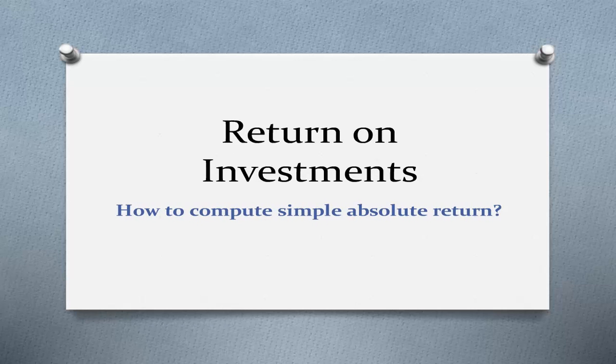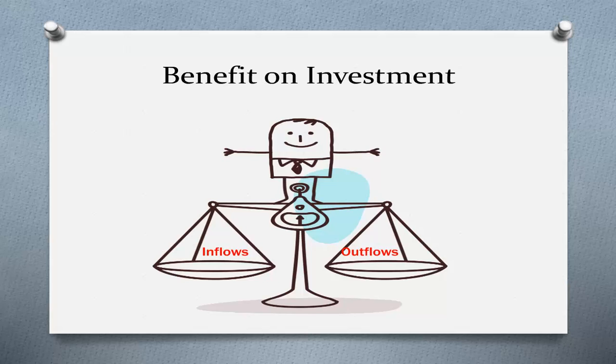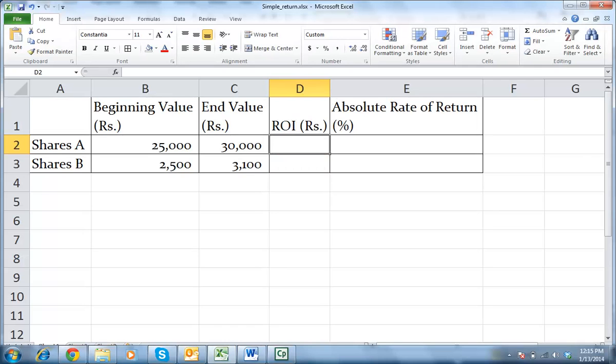Return on investment. How to compute simple absolute return. Return is the comparison of the inflow and outflow, and therefore the benefit to the investor from making the investment. Consider these examples. Sumit purchased equity shares of A Limited for Rs 25,000 and sold them at Rs 30,000.